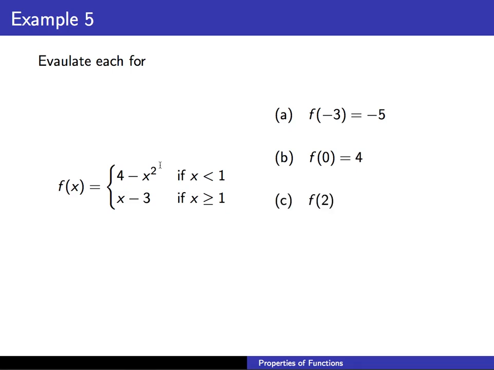Part C, f of 2. Well, this time, 2 is not less than 1. 2 is greater than 1. So if it's greater than or equal to 1, we're plugging it into this second equation. So 2 minus 3 gives us negative 1. And then f of 3 halves. 3 halves is bigger than 1, so we're going to plug it into this second equation. 3 halves minus 3 is negative 3 halves. So 1.5 minus 3 is negative 1.5, or negative 3 halves.